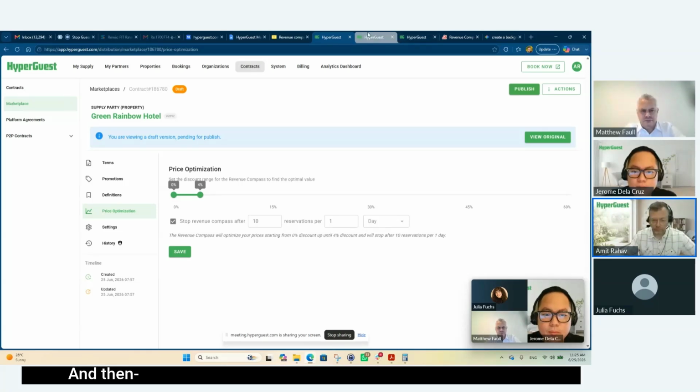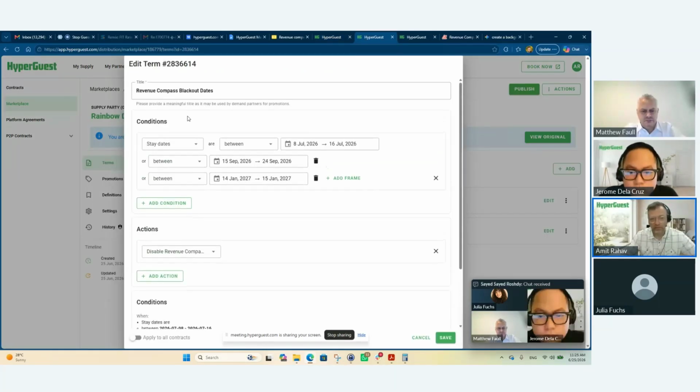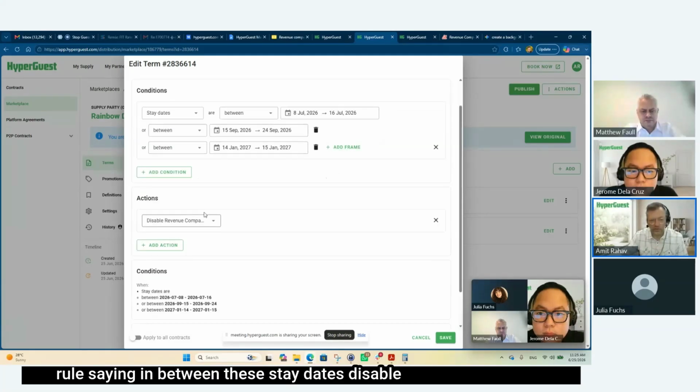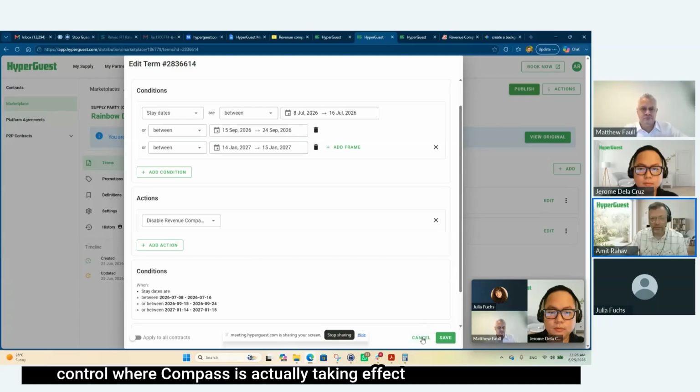And then I can create exclusion rules, like this blackout rule saying that in between these stay dates, disable Revenue Compass. So the system knows that for anybody who wants to stay on these dates, no optimization is going to be applied. This can also be applied to specific partners or specific rooms or specific rate plans, and so on and so forth. I can make a rule that says don't touch my non-refundable rate, so exclude some reasonable options. All these are possible. Basically, each hotelier can craft their strategy and control where Compass is actually taking effect.